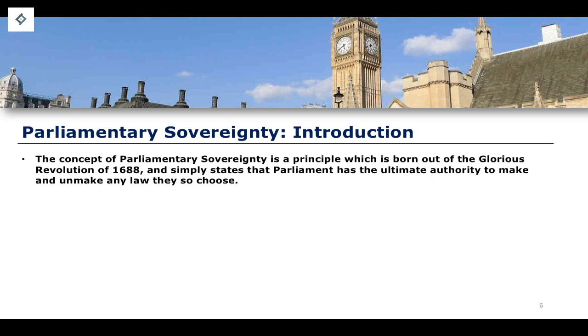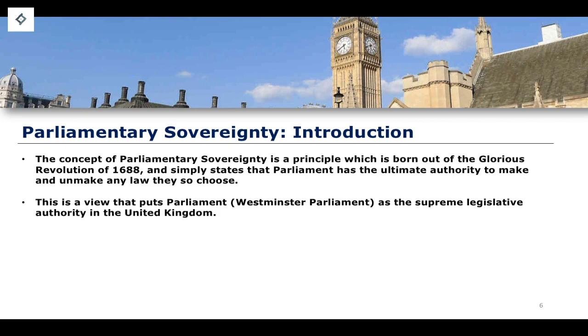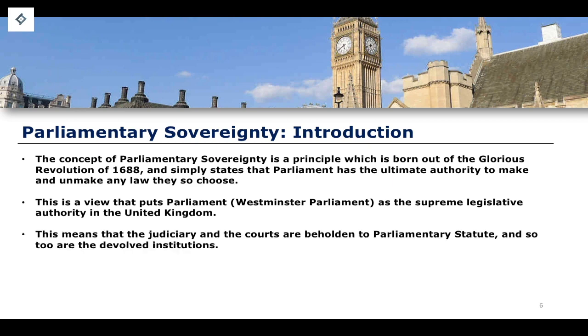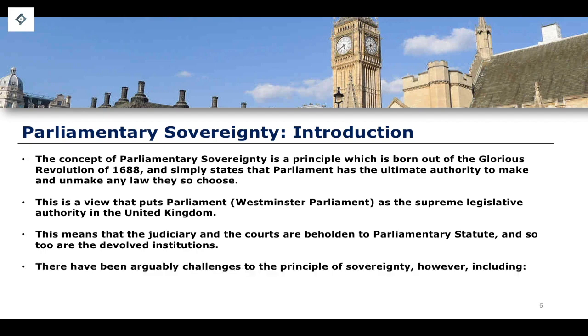But what parliamentary sovereignty essentially tells us is that Parliament has the ultimate authority to make and unmake any law they so choose. And so what this means is the Westminster Parliament is the supreme legislative authority within the United Kingdom. And it also means that the judiciary and the courts, more generally, are beholden to parliamentary statute. And so too are the devolved institutions, so things like the Scottish Parliament, the Welsh Assembly, and the Northern Ireland Assembly. And ultimately, there may have been some challenges to the principle of parliamentary sovereignty. We'll get into this in more detail when we look at these specifically.